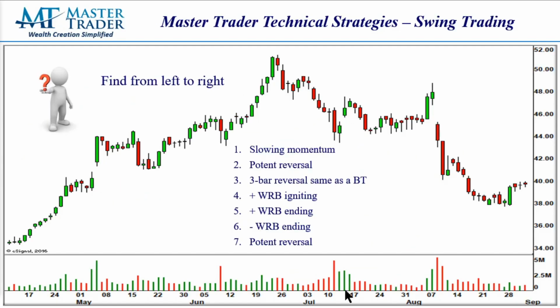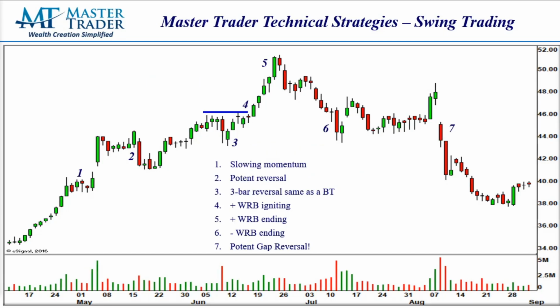Take a moment and look at the chart, starting from the left to the right, and recognize slowing momentum, potent reversals, 3-bar reversals, the same as a bottoming tail. I just spoke about that from a topping tail perspective on the prior slide. Wide range bars igniting, ending, and then ending again, and a potent reversal. And here we are looking at the examples.